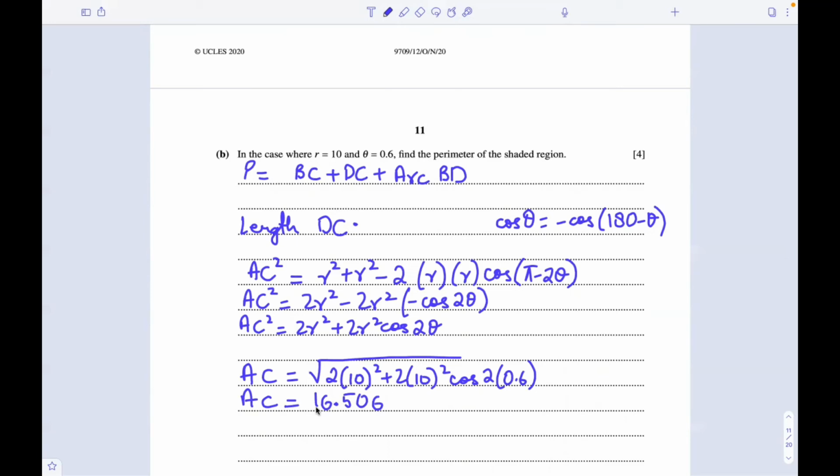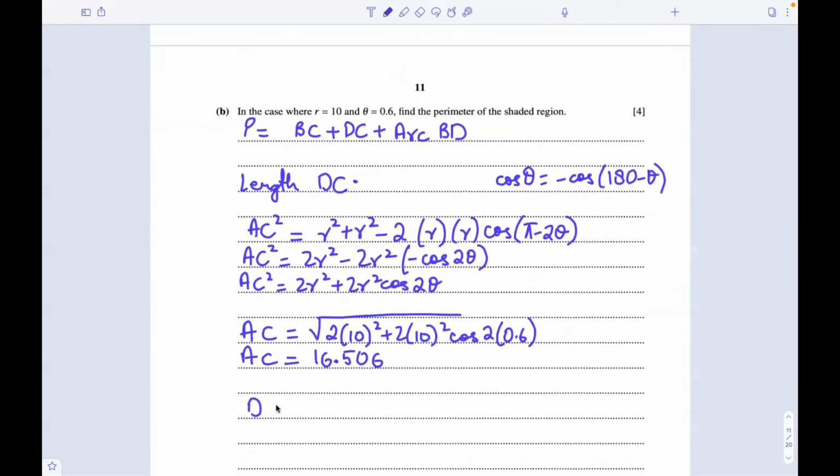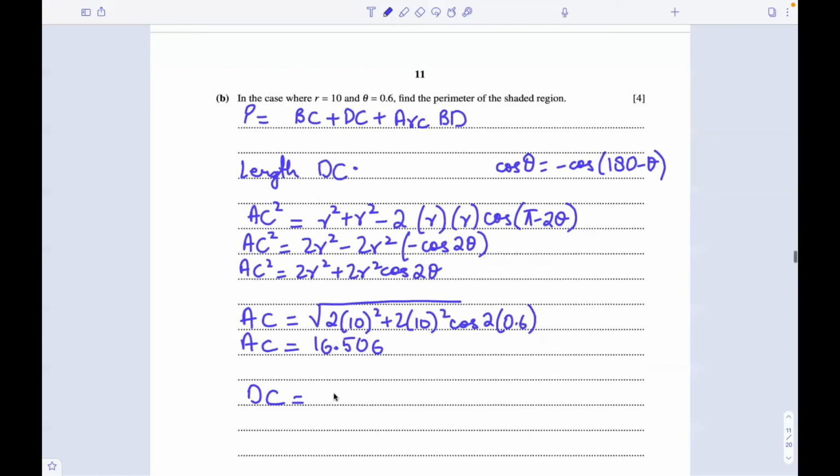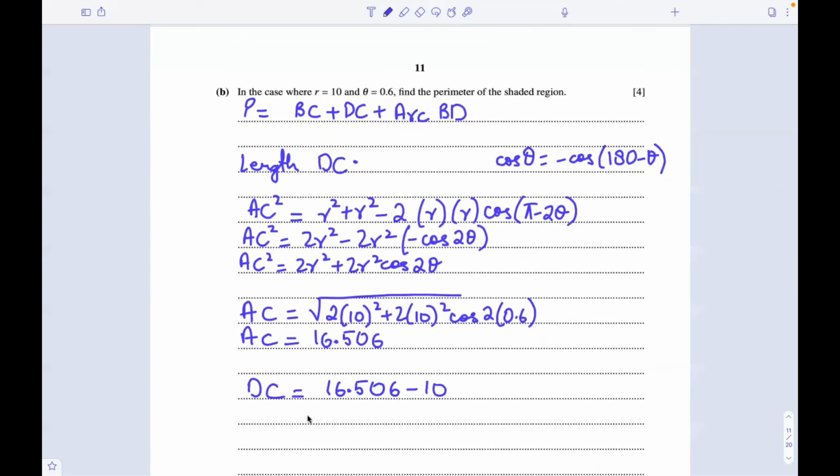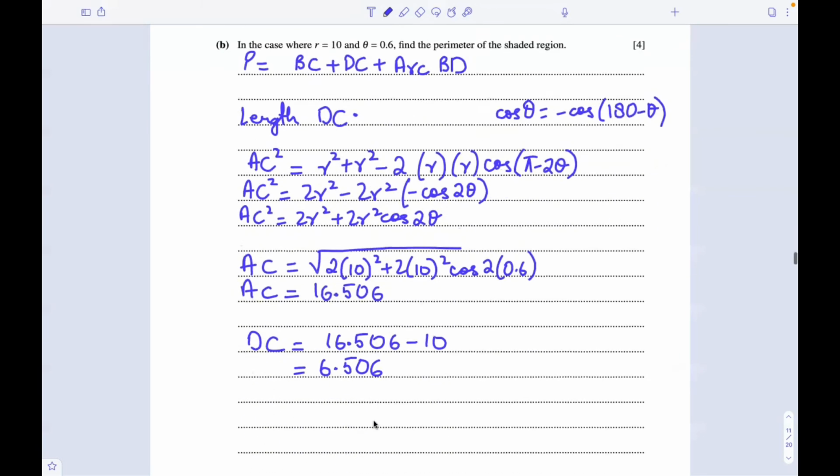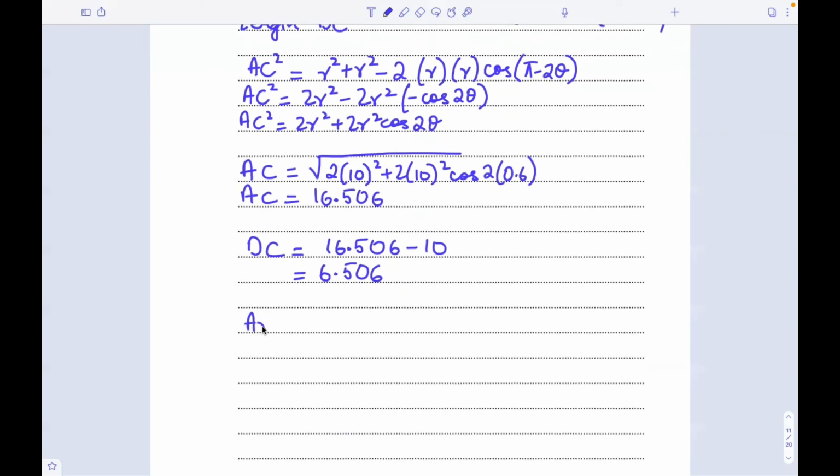Now for the length of DC, it would become 16.506, which is the total length of AC, minus the radius 10. So the length of DC would become 6.506. Now to find the arc length BD, we just simply use the formula R theta. So the arc length BD is equal to R theta. R is 10 and theta is 0.6. We get arc length as 6.